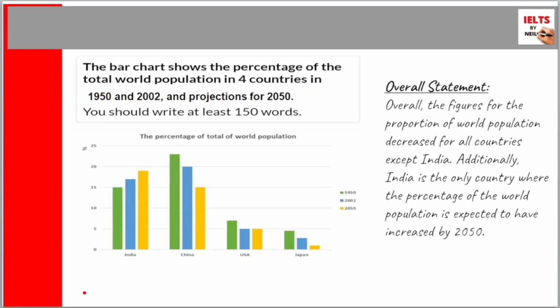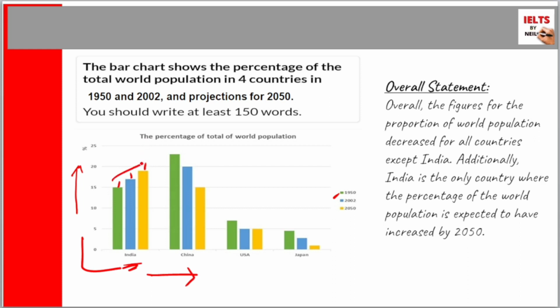All right, the next part is the overall statement. Now, to write the overall statement, we have to study this graph in detail. So for example, these are the percentages of population in the countries here. So let's try to study this. We are talking about India first. India in green is 1950. In 1950 India was 15%. In 2002 India was around 17%, and in 2050 India will be around 19%.